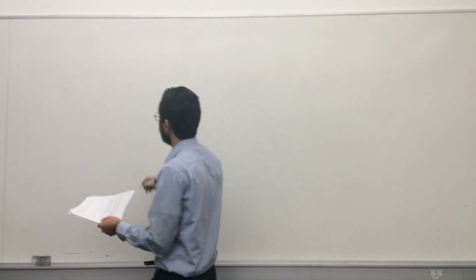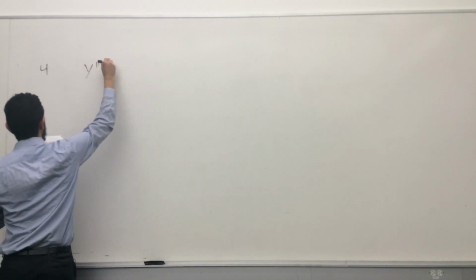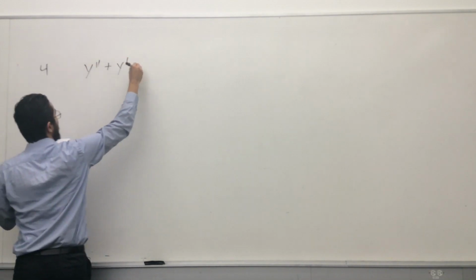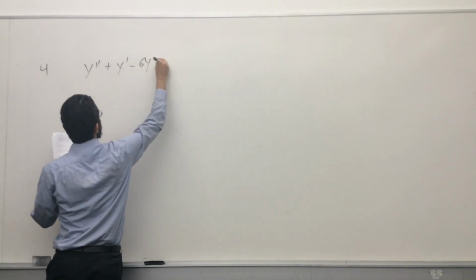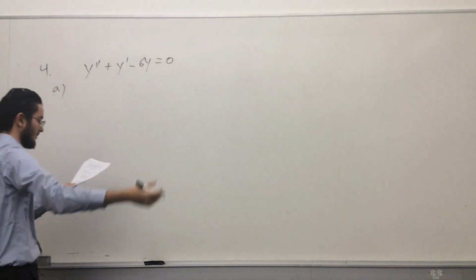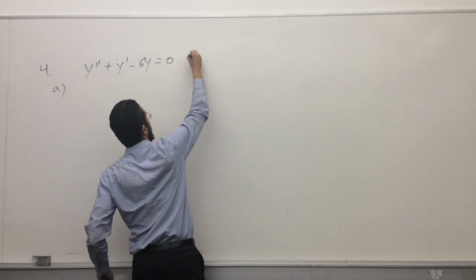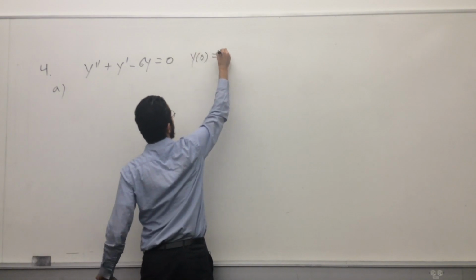All right, so for problem 4, we got 2 parts, A and B. We're going to solve the differential equation y double prime plus y prime minus 6y, all of this equals 0. Now for part A, we just solve it. And then we have these conditions. We got y of 0 equals 3.